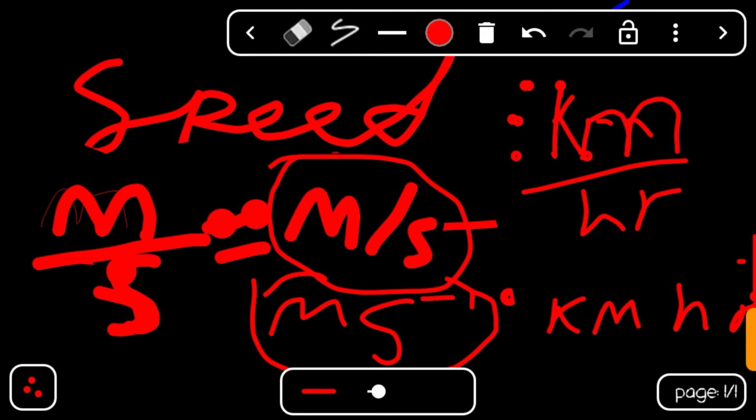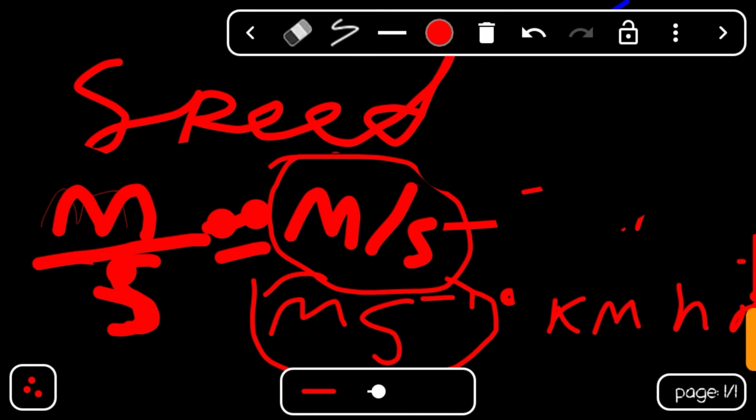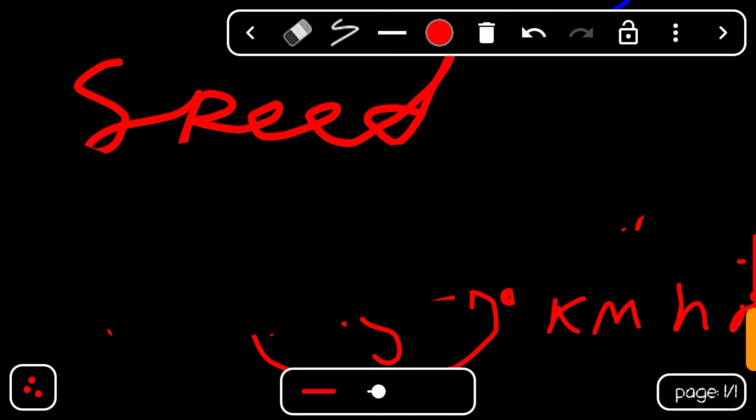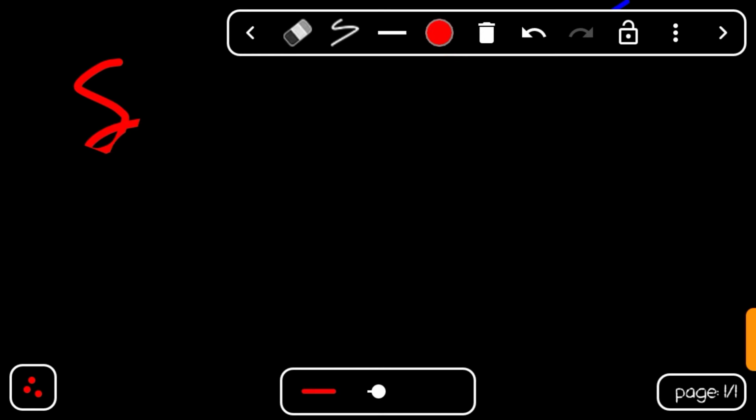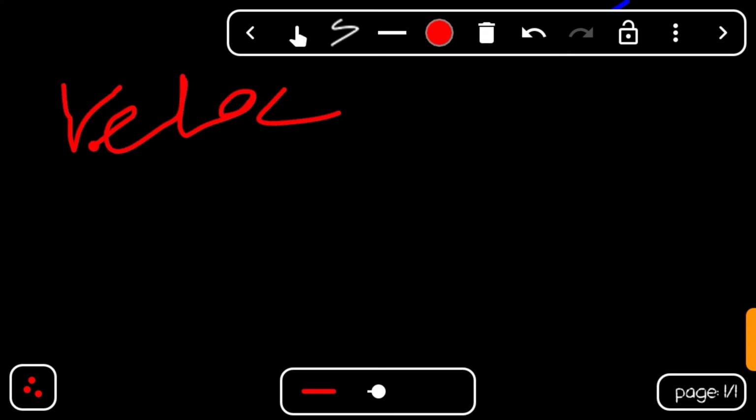Okay, let's dive straight into the second term, which is velocity. Velocity is very much similar to speed. The only thing that makes it different is that velocity uses displacement and not distance. What's the difference between displacement and distance? Displacement is simply a distance with direction.